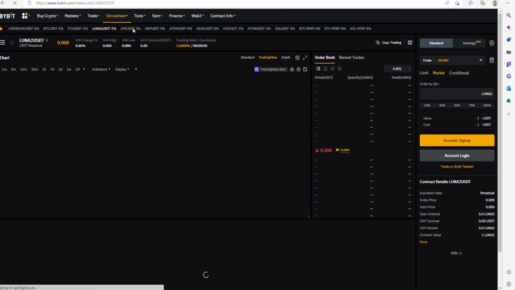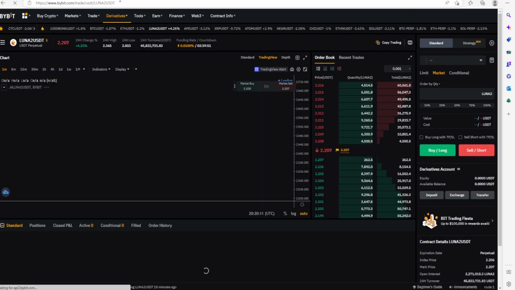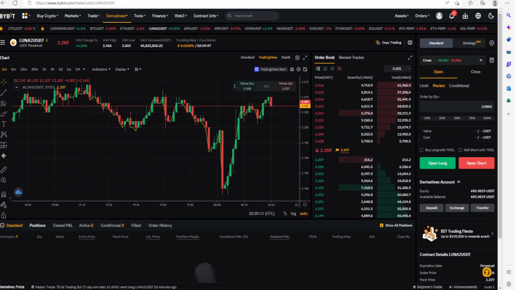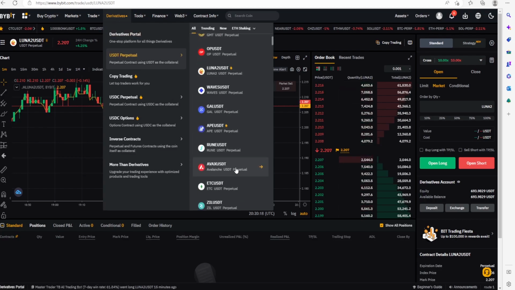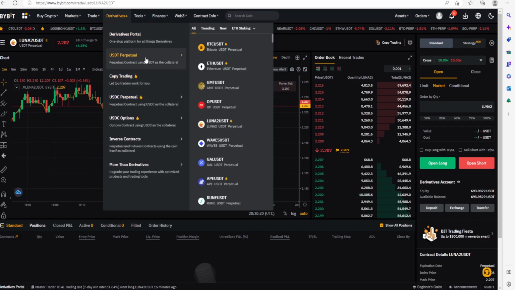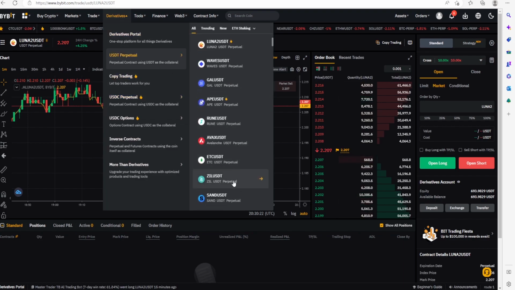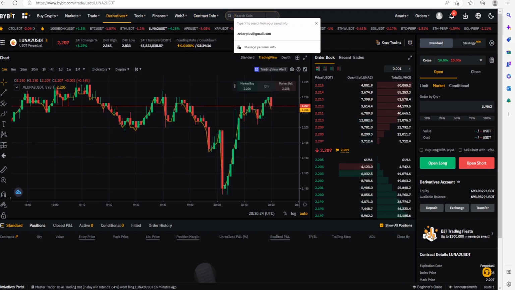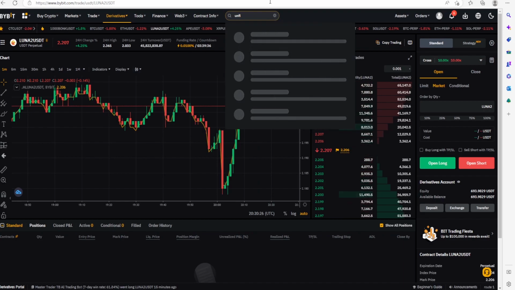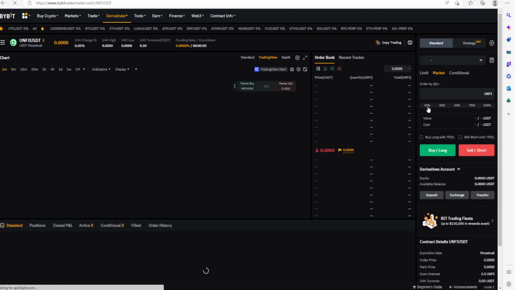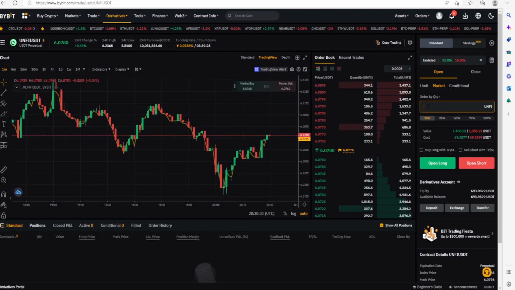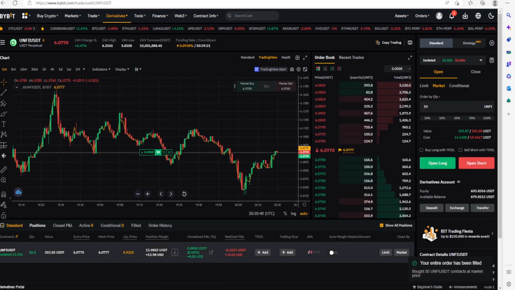Okay, so just a random coin here. No, let's not buy Luna as an example. Let's just do something else. What was I buying? Unify or something. Unify was looking interesting. Okay, so if I do, for example, a market buy here. Okay, so I opened the market long.